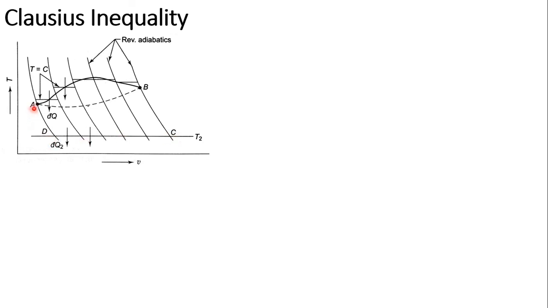So if you consider cycle A, B, C, D, the processes BC, CD, and DA are all reversible, but process AB is reversible as shown by the dark line, and the actual process is irreversible, shown by the dotted line. Why, we will come to it. Because we are doing this derivation considering both reversible and irreversible, both the curves are shown over here.